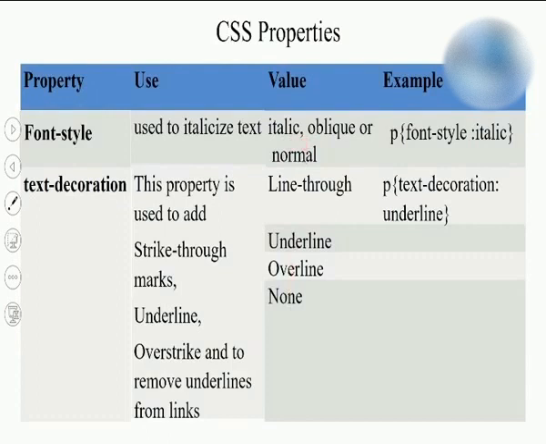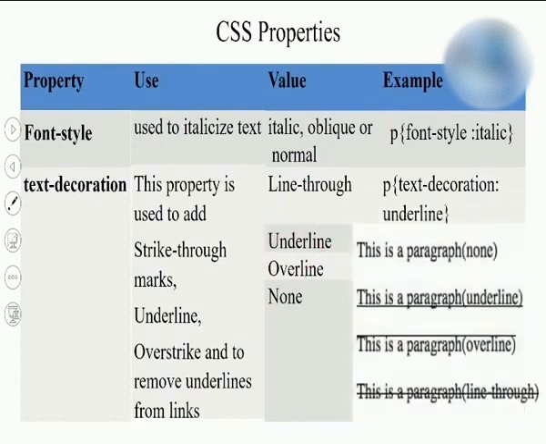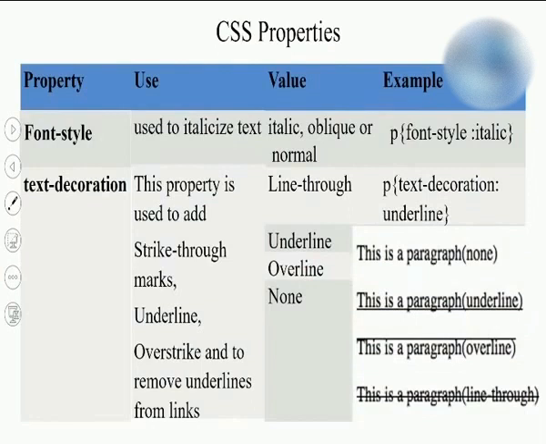There are 5 values you can specify: line through, underline, overline, or you can specify none. What if I specify line through? And what if I specify underline? What if I specify overline? Like this, the output will come. And this is if I specify none.